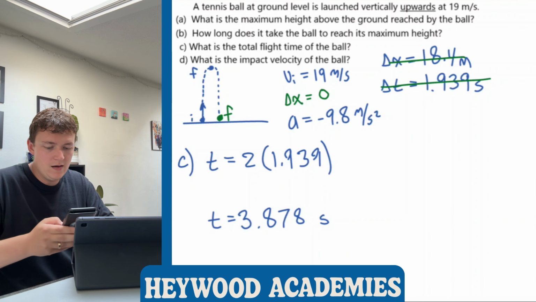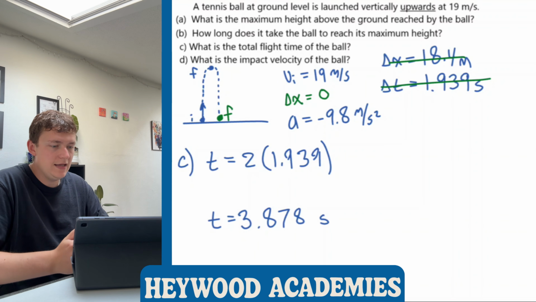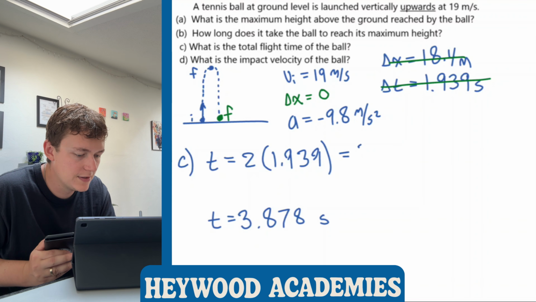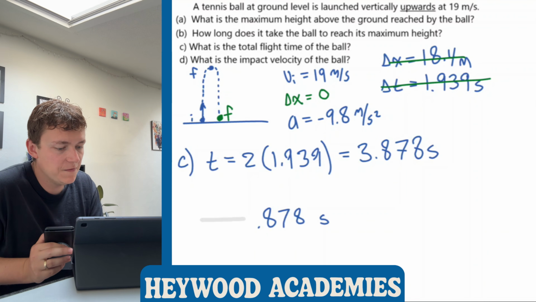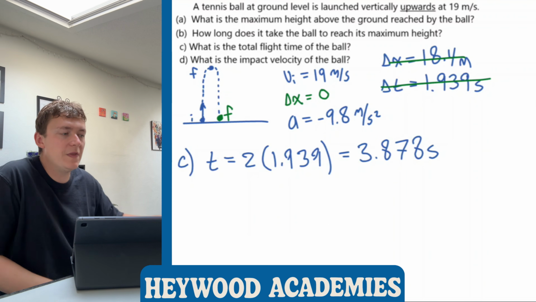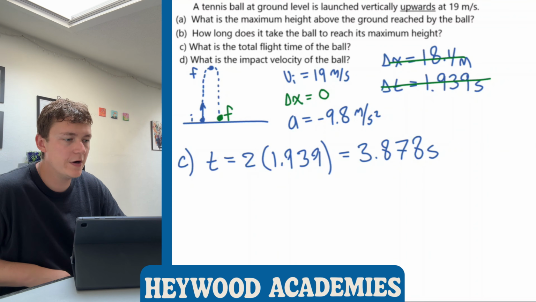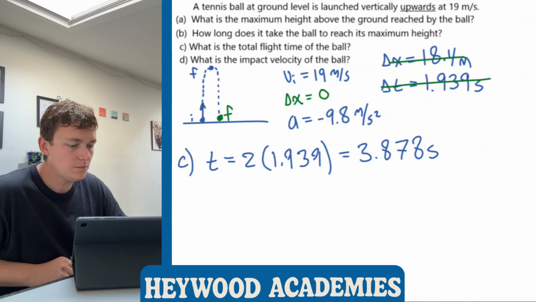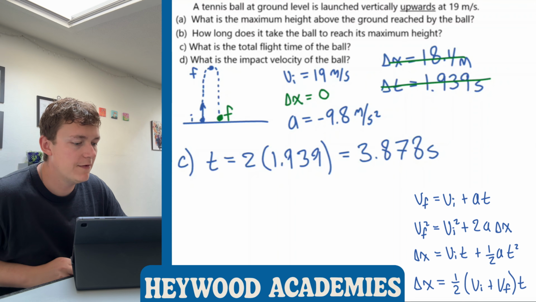So if we double that number, we should get approximately the same thing that we just calculated here, which is 3.878. Gives us the same number. So that's a huge shortcut here, especially for tests. If you can write a sentence or something to say why you're doing it like that, that might be helpful just to get full marks for that one. But yeah, huge shortcut. Okay, so that's the total flight time of the ball, 3.878 seconds.